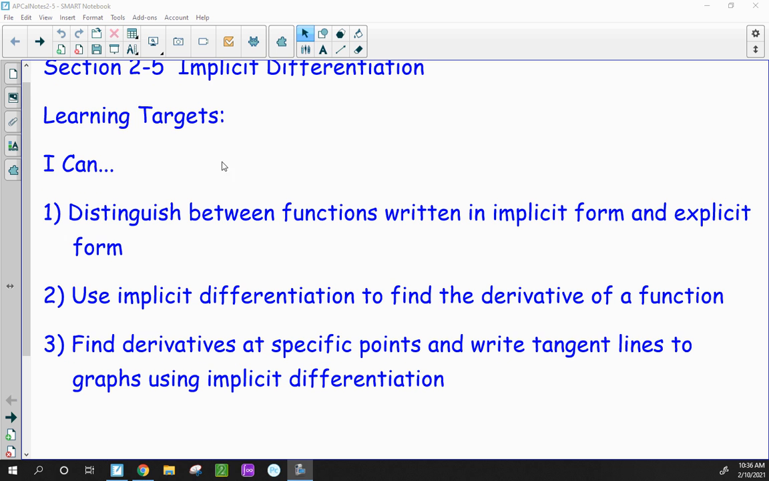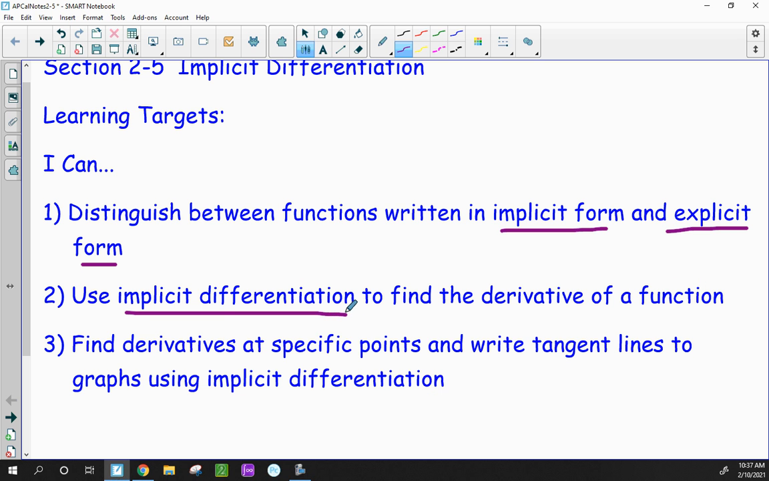Your learning targets are, number 1, I can distinguish between functions written in implicit form and explicit form. We're going to learn the difference between those two. Learning target 2, I can use implicit differentiation to find the derivative of a function, and that is the sole purpose for this section. And number 3, I can find derivatives at specific points and then write tangent lines to the graphs using that.